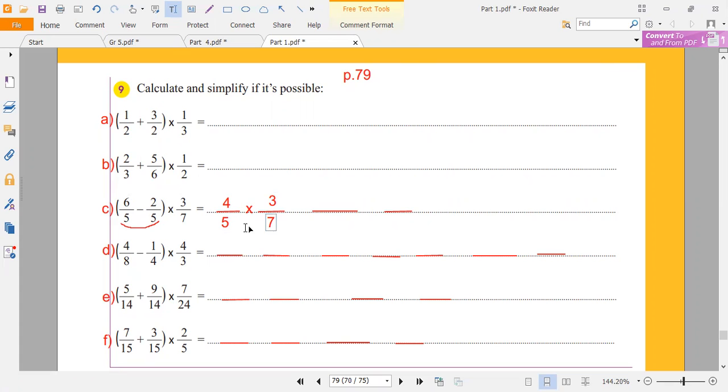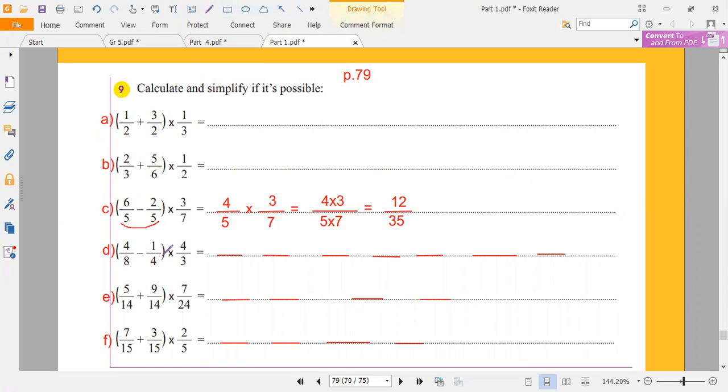Now, how we multiply two fractions? We have to check if we can simplify first. 4 and 5, we cannot simplify. 3 and 7, we cannot simplify. 4 and 7, we cannot. 3 and 5 also we cannot. So what we have to do, we multiply the numerators and we multiply the denominators. 4 times 3 equals 12. 5 times 7 equals 35.